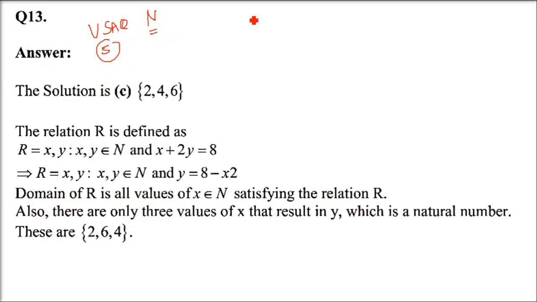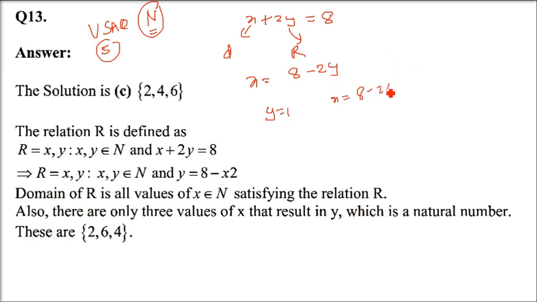First, N is a natural number. Natural numbers we always start with 1. 0 is not allowed here. So x plus 2y equals 8. x will decide the domain, y will decide the range. So what do we need? x equals 8 minus 2y. That means we'll put the value of y and try to find out the value of x. Since x and y both are natural numbers, we have to start y with 1.